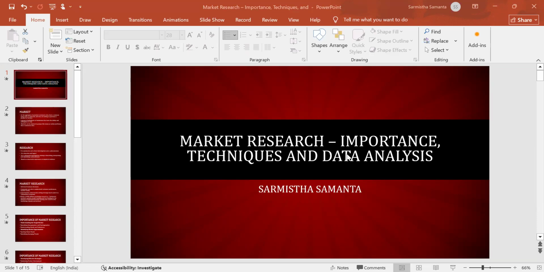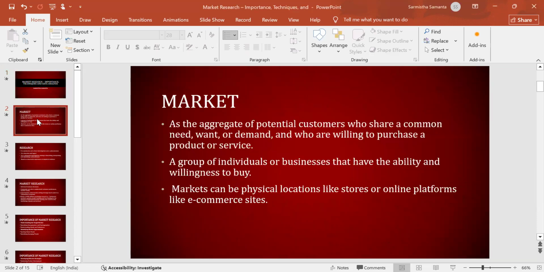Today we are going to learn about market research and its importance, techniques, and data analysis. Now, to know about this, we need to know some basic things. First of all, what is a market?